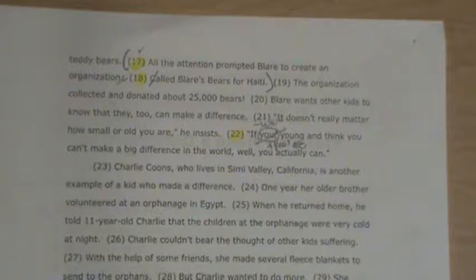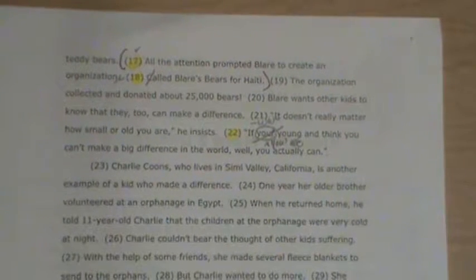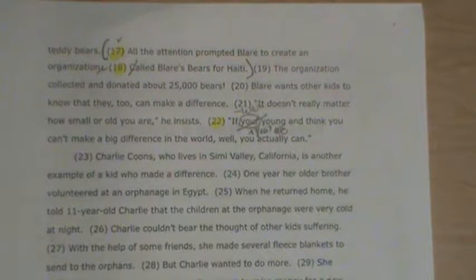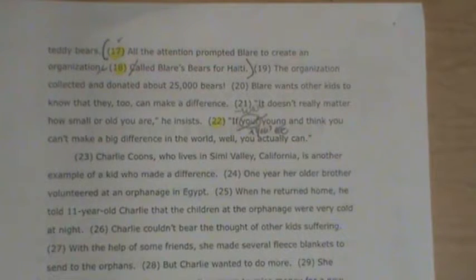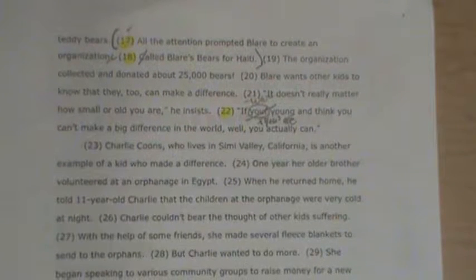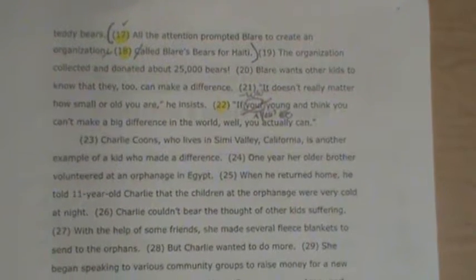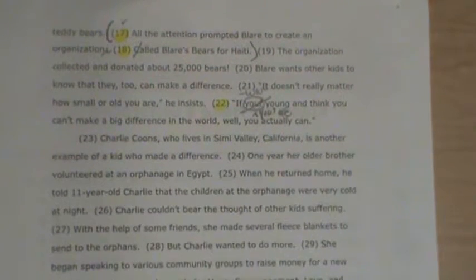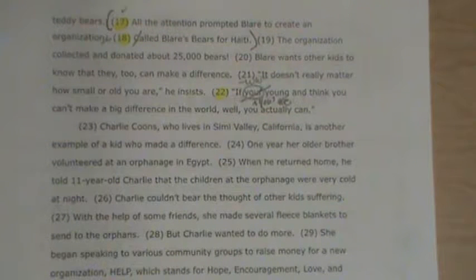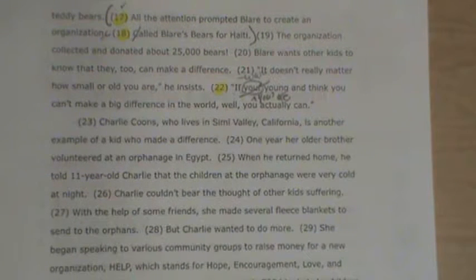Charlie Coons, who lives in Simi Valley, California, is another example of a kid who made a difference. One year, her older brother volunteered at an orphanage in Egypt. When he returned home, he told 11-year-old Charlie that the children at the orphanage were very cold at night. Charlie couldn't bear the thought of other kids suffering. With the help of some friends, she made several fleece blankets to send to the orphans. But Charlie wanted to do more. She began speaking to various community groups to raise money for a new organization, HELP, H-E-L-P, which stands for Hope, Encouragement, Love, and Peace.